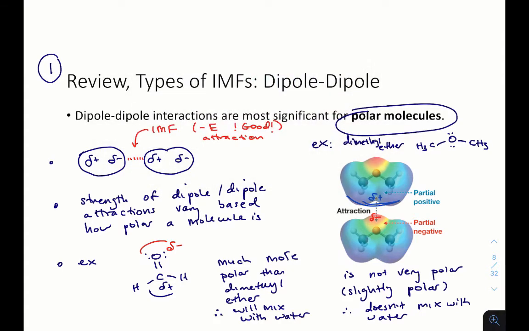So, key points here. Dipole-dipole interactions are the most significant for polar molecules. However, the strength of dipole-dipole attractions will vary based on how polar a molecule is. Dimethyl ether isn't really all that polar, and so it has pretty weak dipole-dipole attractions. It doesn't even mix with water. However, a more polar molecule like formaldehyde has larger regions, or more accessible regions, of partial charges, and it makes stronger dipole-dipole attractions. So this intermolecular force of attraction will be stronger for formaldehyde, and so formaldehyde does dissolve in water.